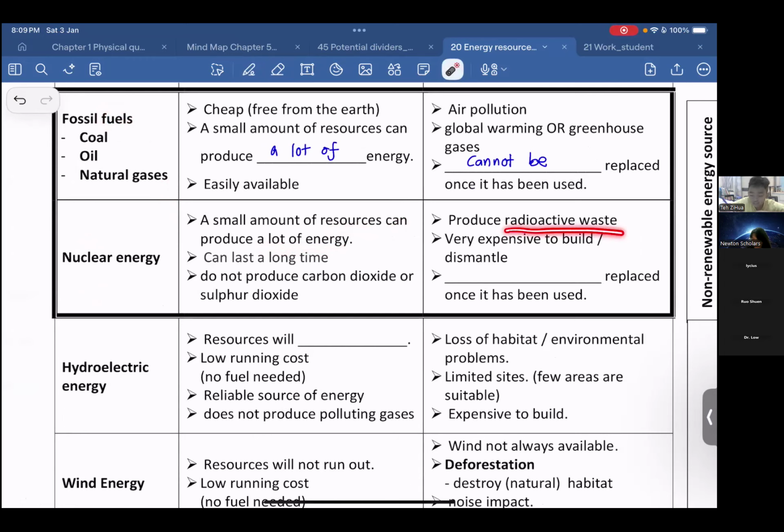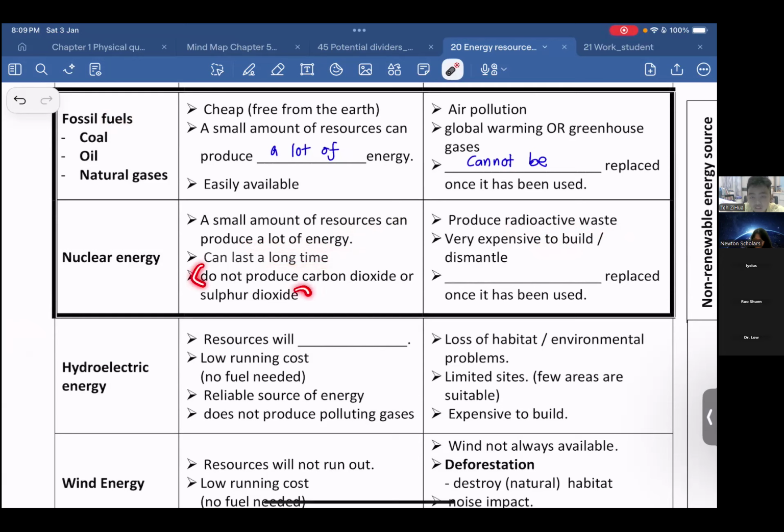But the problem is it will produce radioactive waste. We need a lot of money to maintain it and make sure that everything is safe. It's very expensive to build, because we need to make sure no radiation comes out when the nuclear reaction is happening. The advantage is that it can produce a lot of energy and it can last a longer time.